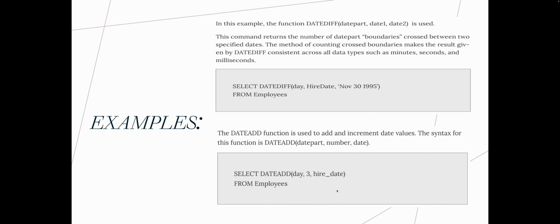So these are some examples with the dates. This first command returns the number of day part boundaries, and it shows the datediff, day, hire date, and then November 30th, 1995 from employees. And then the dateadd function, which selects the dateadd where it's day 3 and then their hire date from employees.